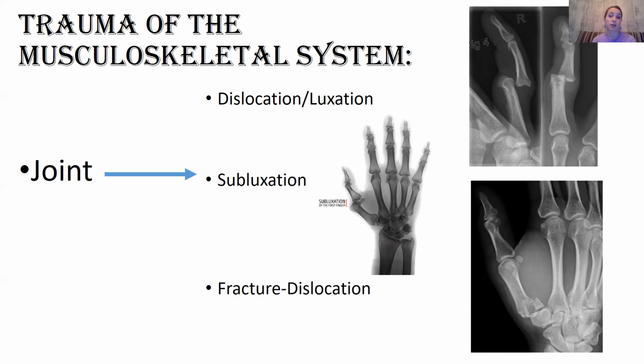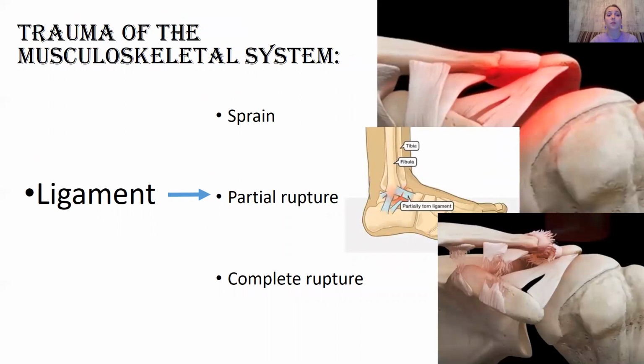And the third degree of joint injury is the simultaneous combination of fracture and dislocation. You can see on the last X-ray the fracture of the base of the phalanx and subluxation of the base of the phalanx of the first finger of the wrist. So if we have an injury of a joint, we can distinguish dislocation, subluxation, and fracture dislocation.